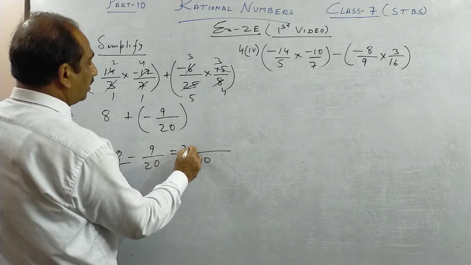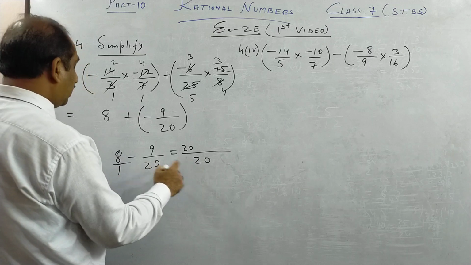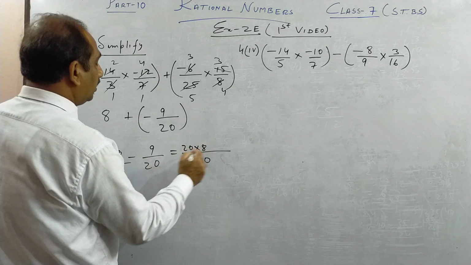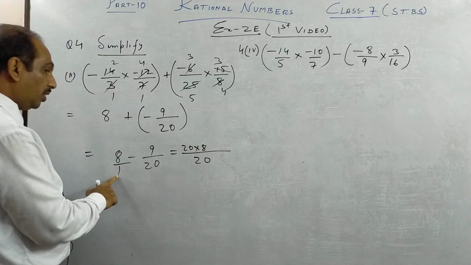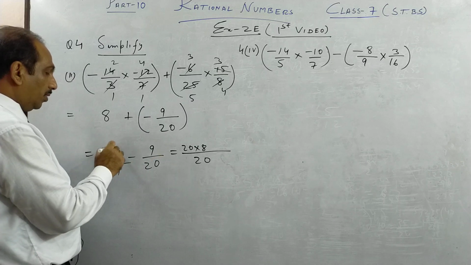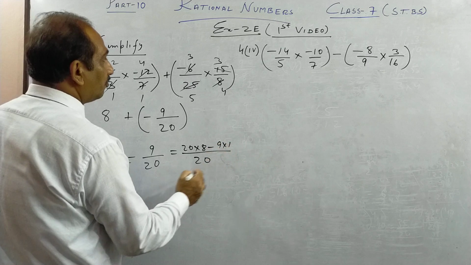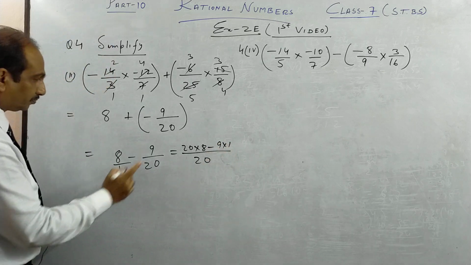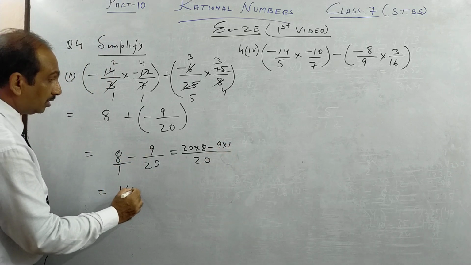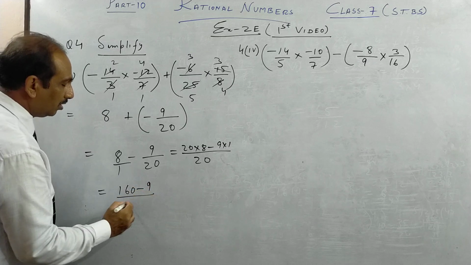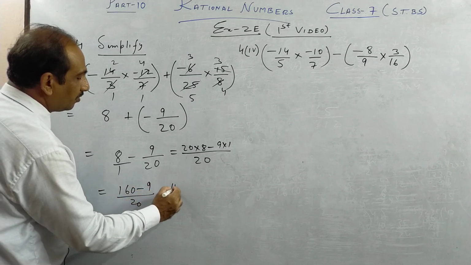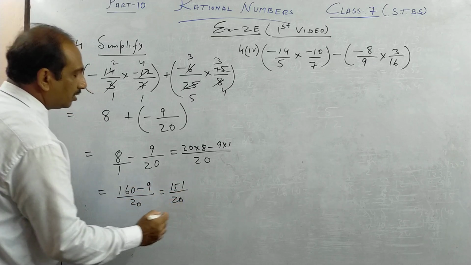1 will go 8 times. 1 will go 20 times. So 20 into 8, 20 will go 1 time. So 1 will go 20 times. Multiply this with 20 and 20 will go 1 time. So finally we have 160 minus 9 by 20. This is 151 by 20.